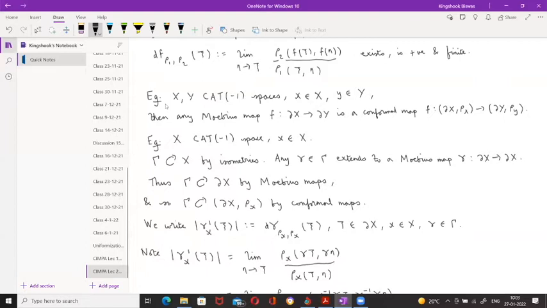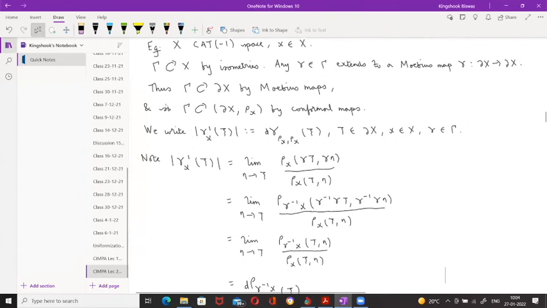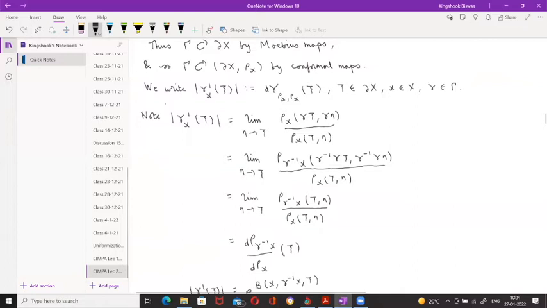And we will write |gamma prime sub x|(xi). This is just a notation. This will be the derivative d gamma as a conformal map with respect to the metrics rho x and rho x on boundary X. In other words, this gamma prime x of xi is the limit as eta tends to xi of rho x of gamma xi, gamma eta divided by rho x of xi, eta. Now this limit we can compute, because first of all, note the visual metrics behave well with respect to isometries. So if I change the base point to gamma inverse x, then that's the same as applying gamma inverse to both these points here.